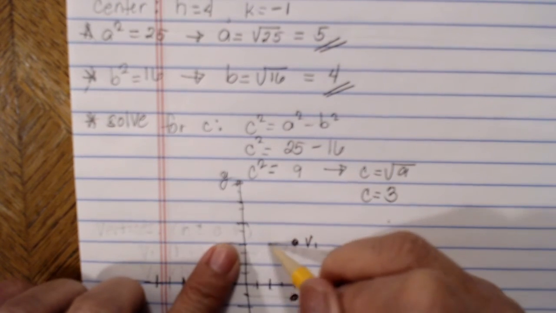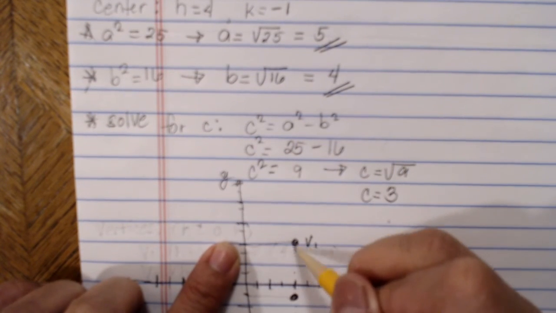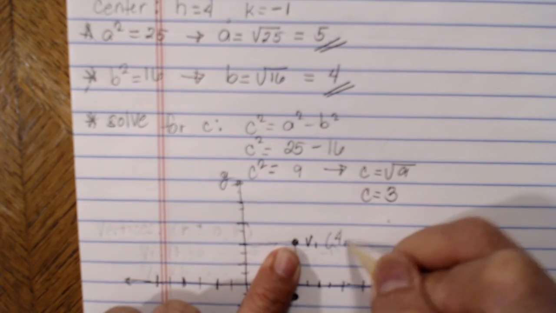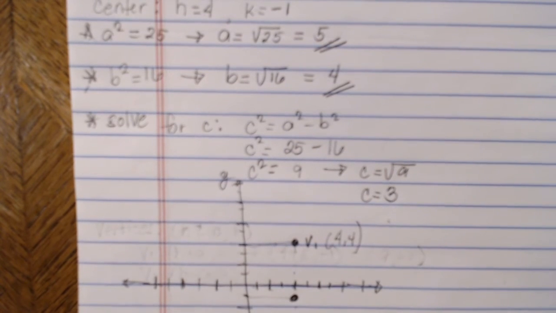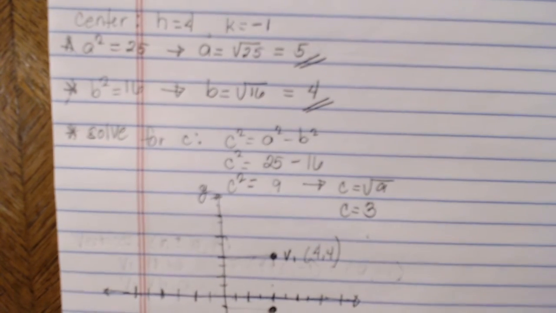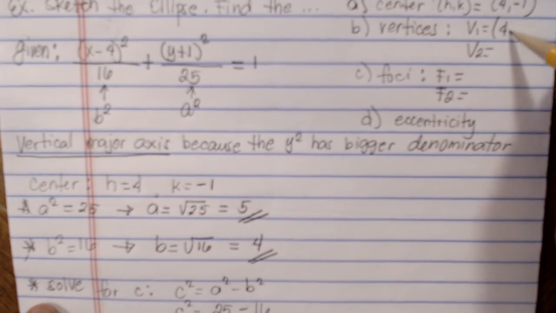And what's the coordinate of this? 1, 2, 3, 4. 1, 2, 3, 4. So I have 4, 4 as one of my vertex. And then here, I have, so this one, 2, 4, 2, 4, 6. Yeah, negative 6. So this is now 4, negative 6. So that's my vertex 2. So I'm going to put it here. 4, 4. And then 4, negative 6.